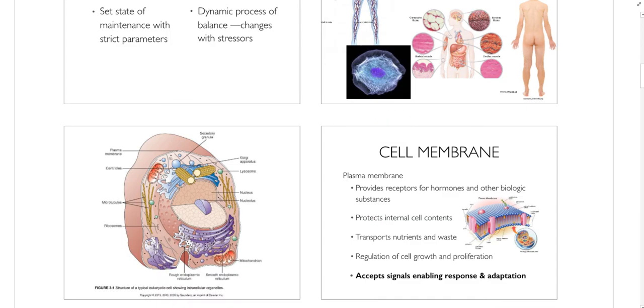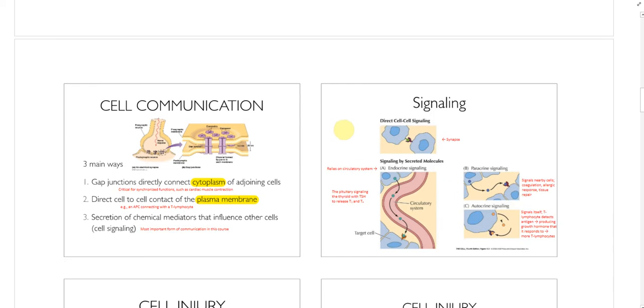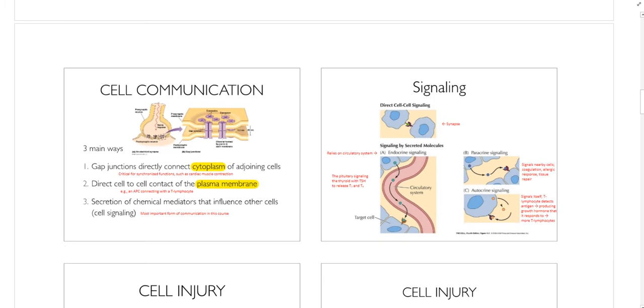Okay, so I'm pretty sure we all know pretty well the cell membrane. Cell communication. So there are three main ways in which cells communicate. We've got gap junctions, which will directly connect the cytoplasm of adjoining cells. This is going to be really important for things like cardiac muscle contraction.